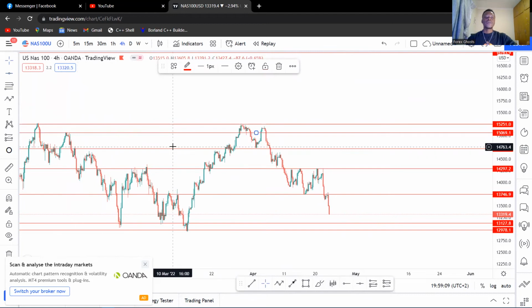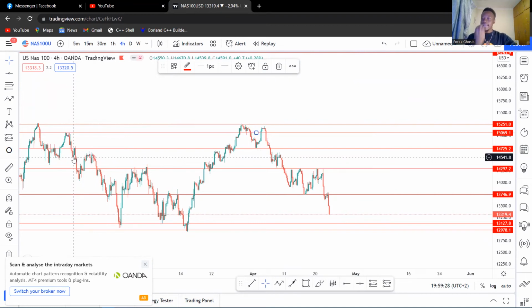So we're going to plot our resistance. This was a resistance, and when we came here, we dropped, and when we dropped, we came back for a retest. So the market cannot break support or resistance without coming back for a retest. If you break a resistance, it will come back to respect that level as what?